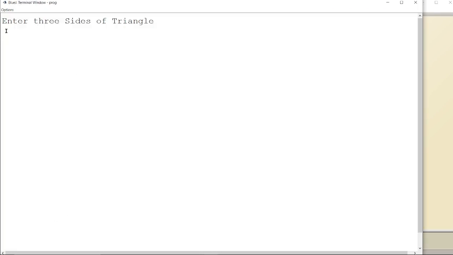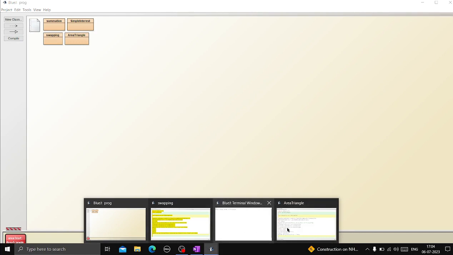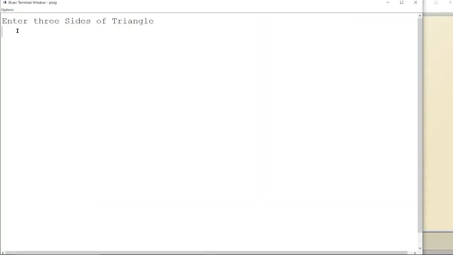Now I have made the object. See, this is object making in Java. All right. Now, where is the terminal? Enter three sides. If I enter two, then in Java you have to press enter, unlike C++. Now this is 3, sorry, this is 4, this is a 7.